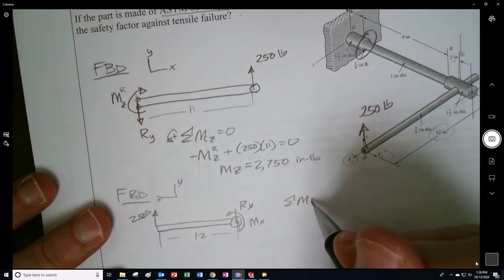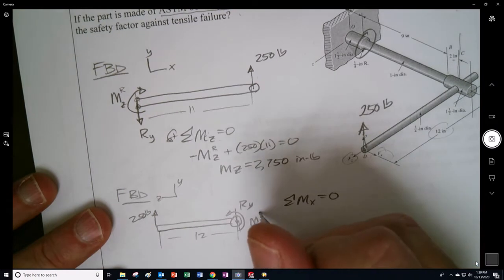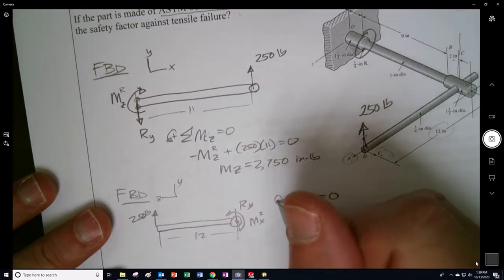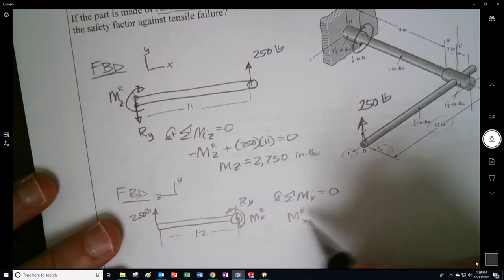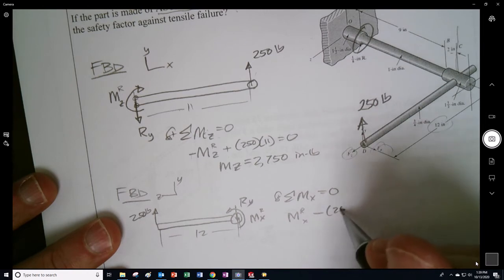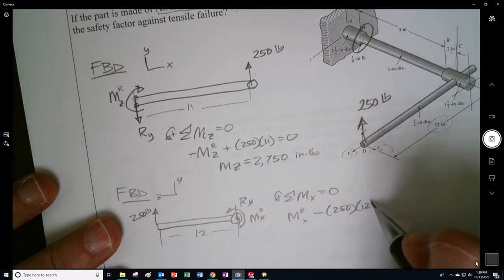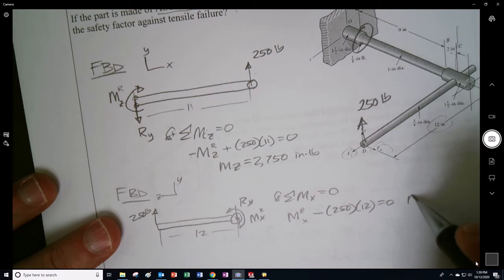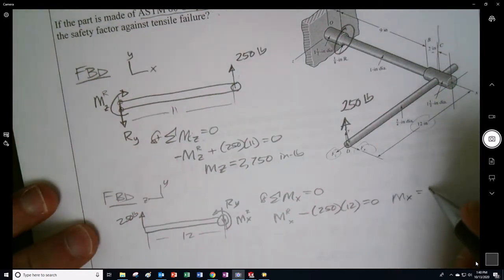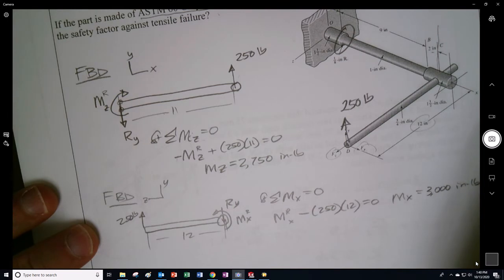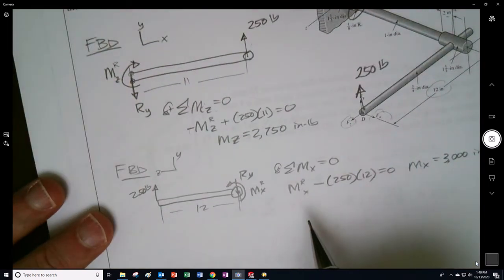Sum of the moments about x equal, and maybe we put the R right in there because I forgot that. So the reaction moment Mx, and then minus 250 times 12 equals 0. So Mx is equal to, what is that? It's 3,000 inch-pounds, right?